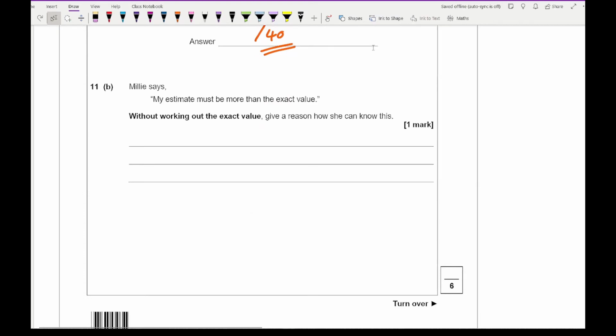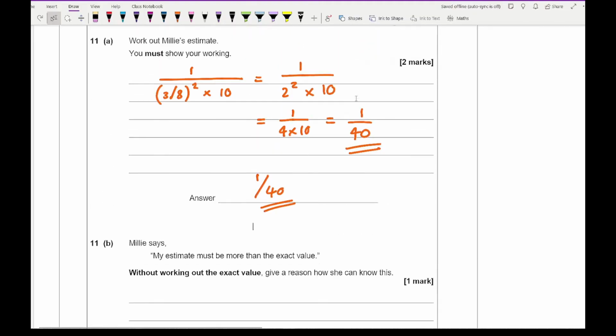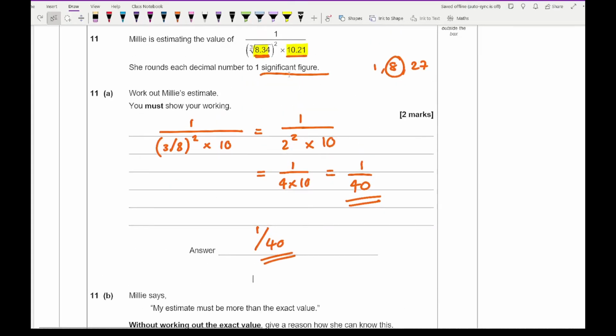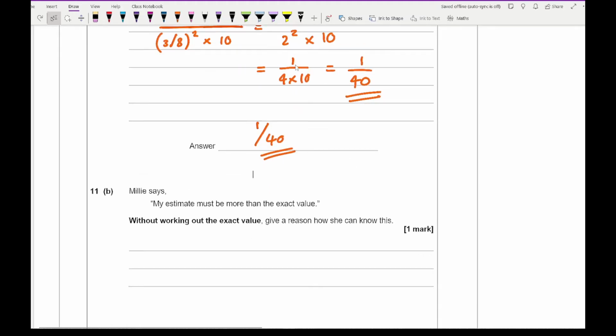Moving on to 11b, it says, Millie says, my estimate must be more than the exact value. Without working out the exact value, give a reason how she can know this. Well, the reason why we know it's going to be more is because we have used a smaller denominator. So the reason for this is because she has rounded down each of the decimal numbers.